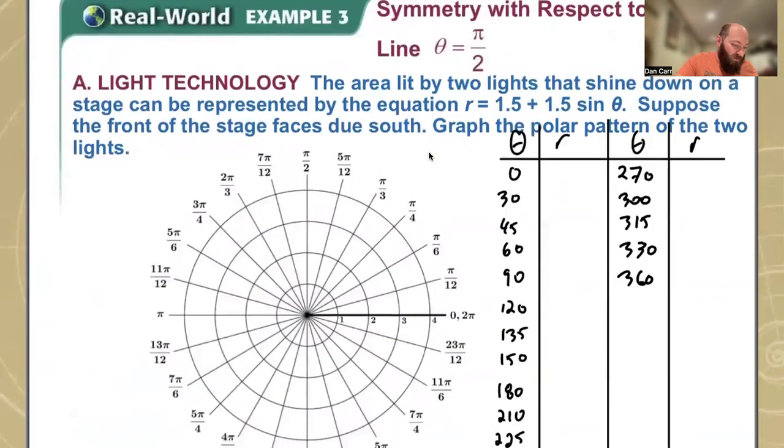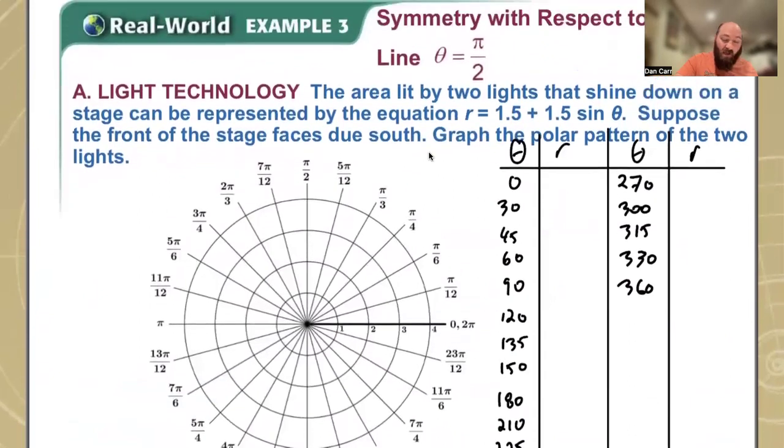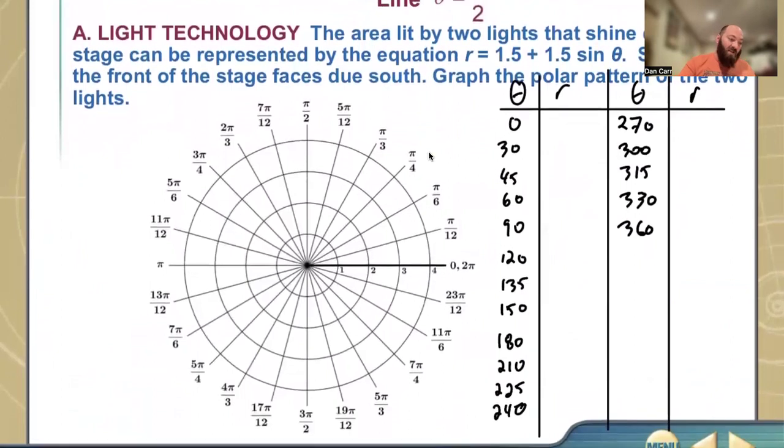Okay, for my next one, here's one that's going to have symmetry with the line of theta equals pi over 2. But also we have some context. So the area lit by two lights that shine down on stage can be represented by the equation R equals 1.5 plus 1.5 sine theta. Suppose the front of the stage faces due south. Graph the polar pattern of the two lights.